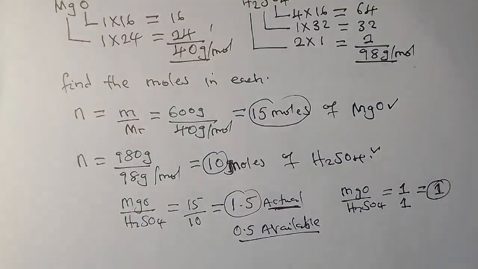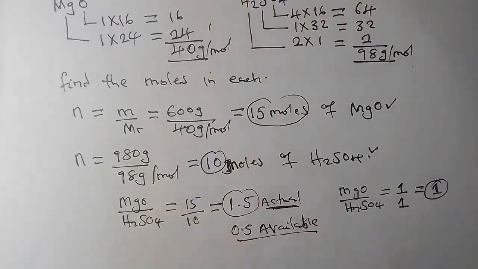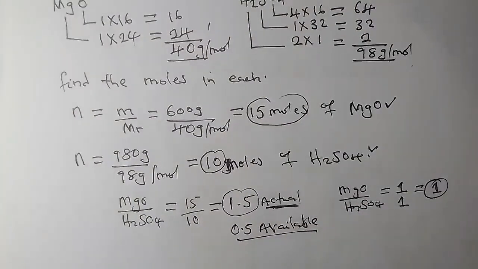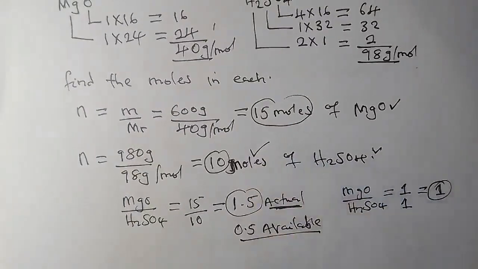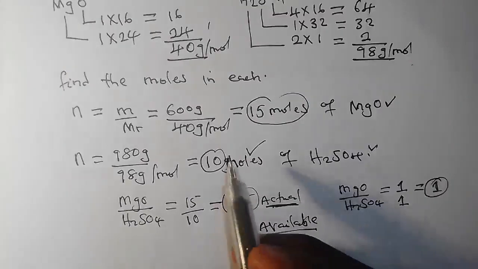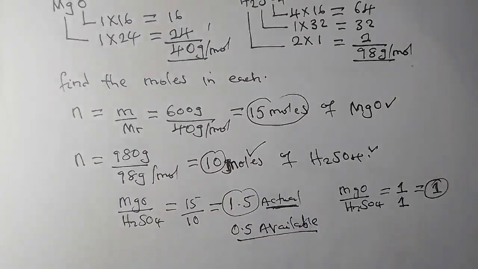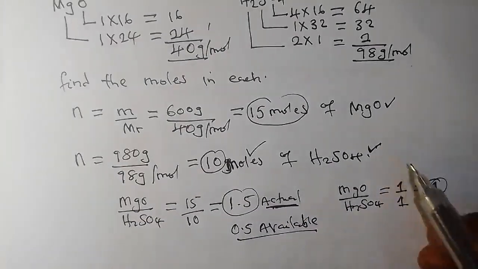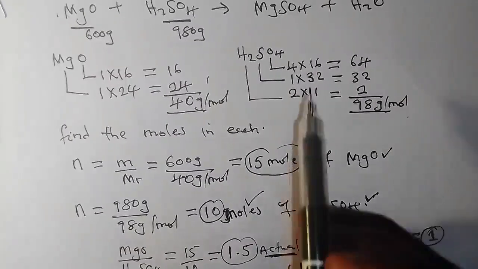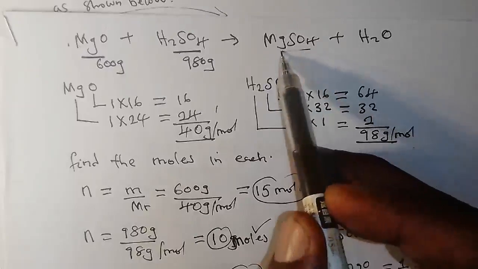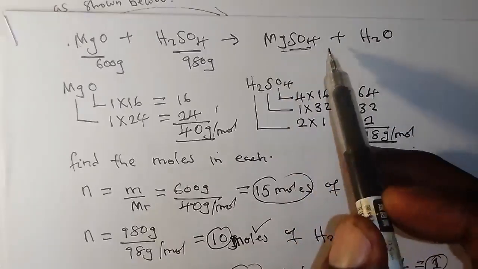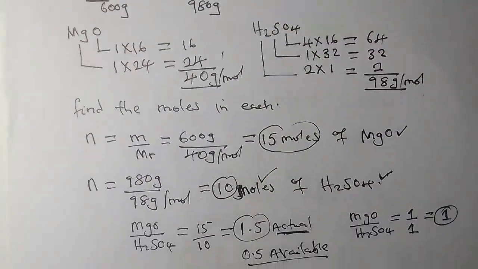0.5 available. Okay, so this is in excess. And the one that is in less excess is obviously sulfuric acid, the one with the lesser number of moles. So we are going to use this one to determine whatever is going to be produced after the reaction is completed, either the magnesium sulfate or the water.